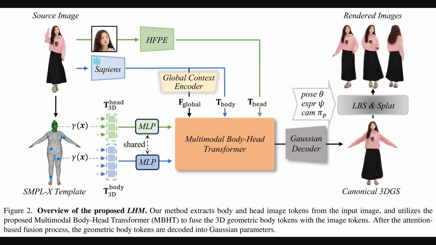So Figure 2 gives us a peek under the hood. It shows the actual architecture of this LHM model. Basically, it takes that single source image we saw before, and also uses a standard 3D body template called SMPLX to get some initial geometric information. It then extracts features from the image, using separate processes for the head and body to capture details properly. These image features and the 3D geometric info are fed into the core of the model, this multimodal body-head transformer, which fuses everything together. Finally, it decodes this fused information into that canonical 3D Gaussian model we saw, which can then be posed and rendered.